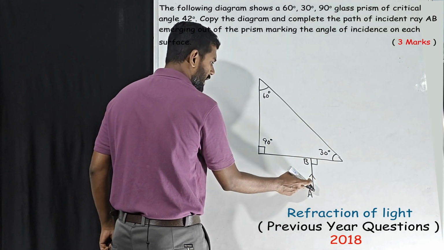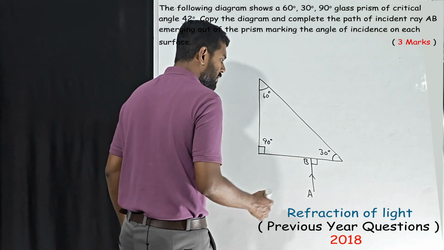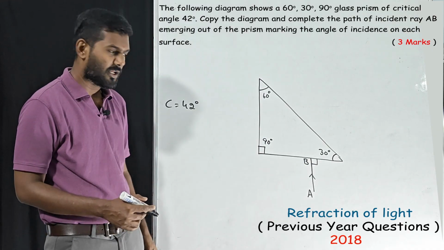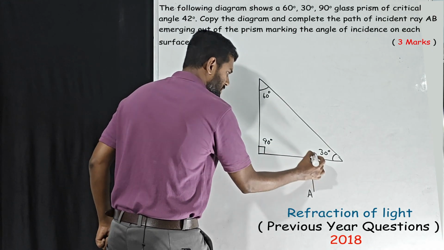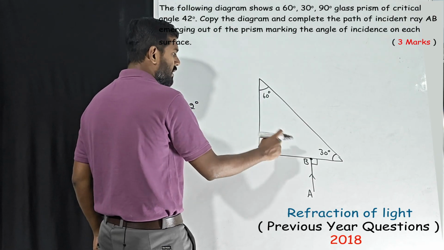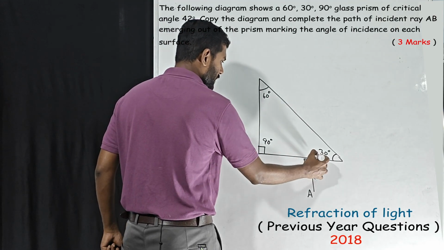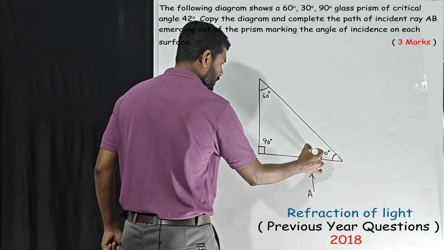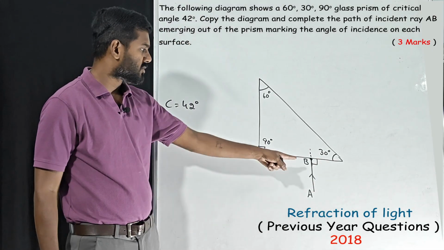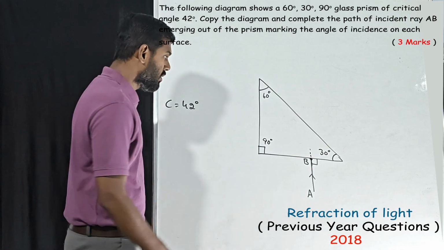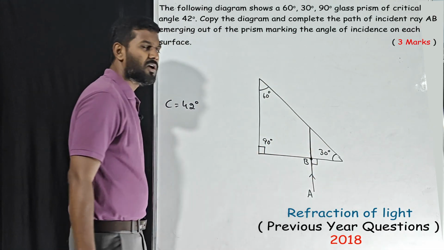So if the angle of incidence is 0, what do you mean by angle of incidence is 0? That means it is on the normal. Wherever it hits the surface, we have to keep the protractor and draw the normal. If you keep the protractor here and draw the normal, it will show exactly on it. So now the angle of incidence is 0, and it passes without deviation.